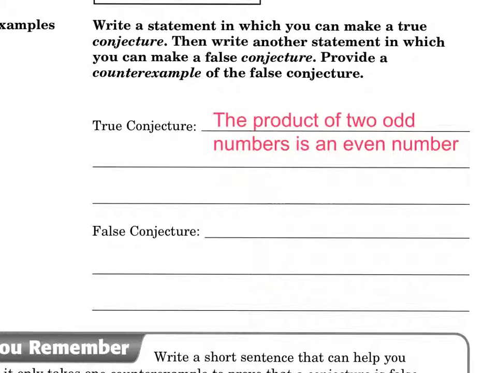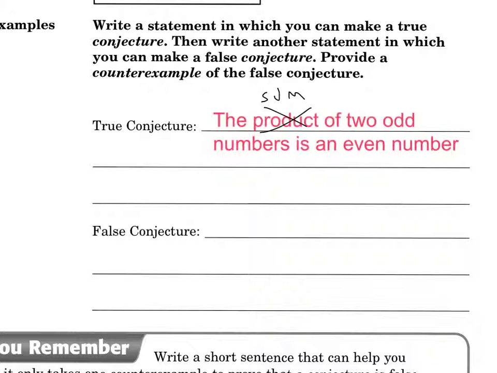Wait. And we might as well change the mistake that we made. Here we go. The sum of two odd numbers. I don't know why I put product, because probably I was thinking of the next one. Next, a false conjecture.